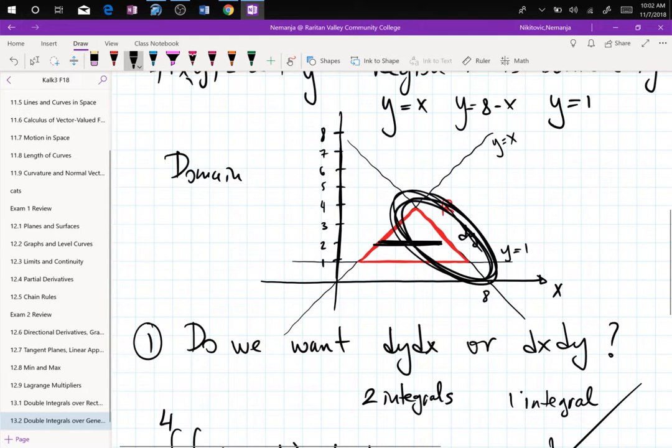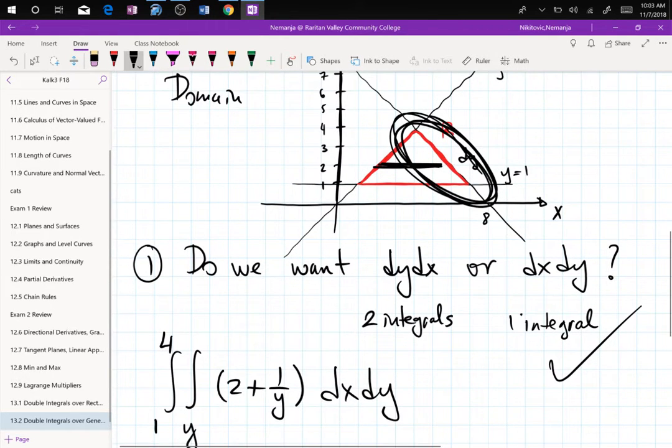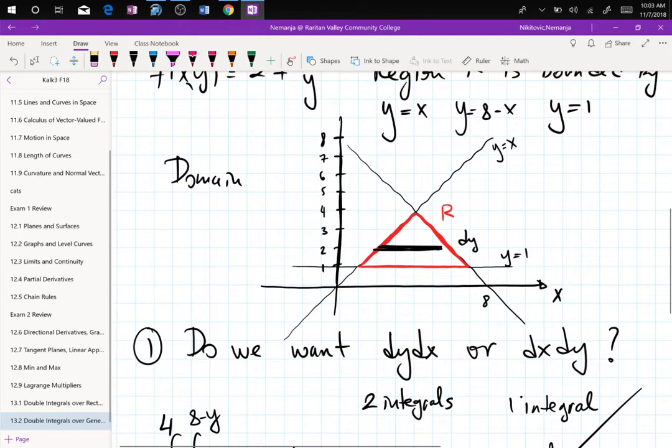Well, we have that this function is y equals 8 minus x. What's x equals? 8 minus y. So we had to flip that. We had to flip that.